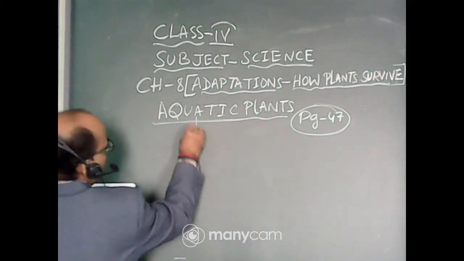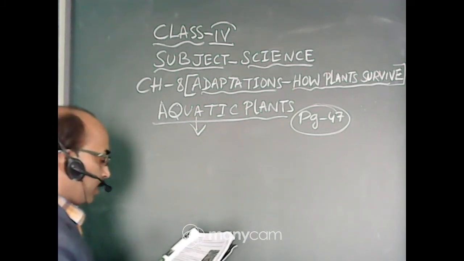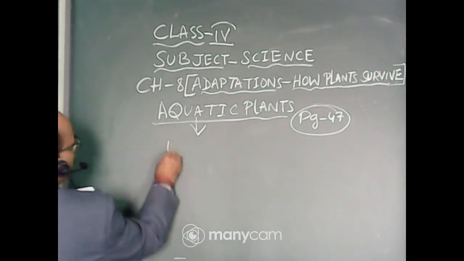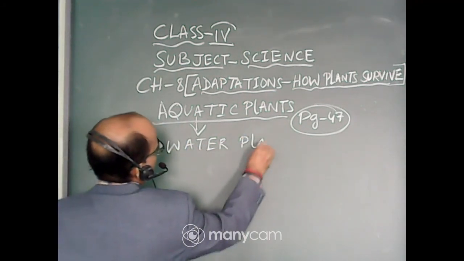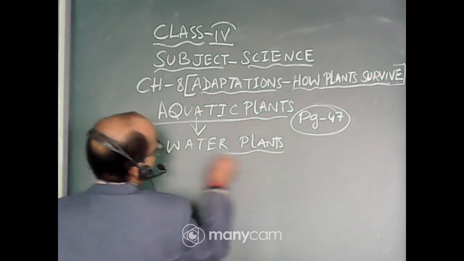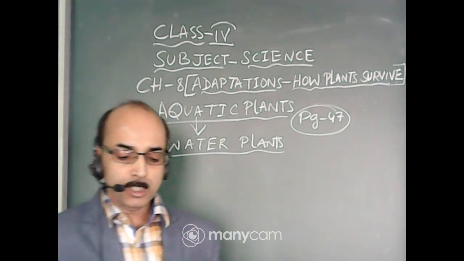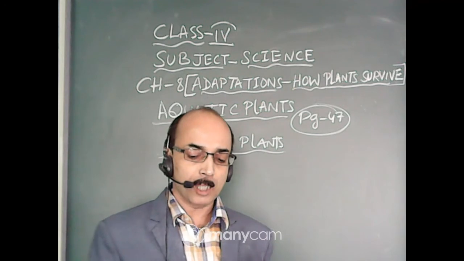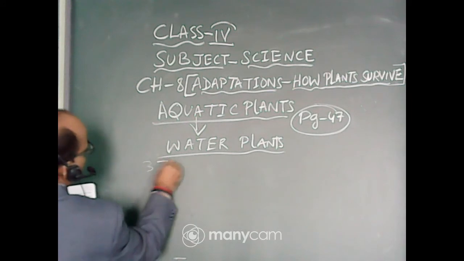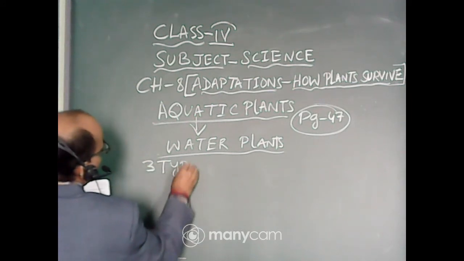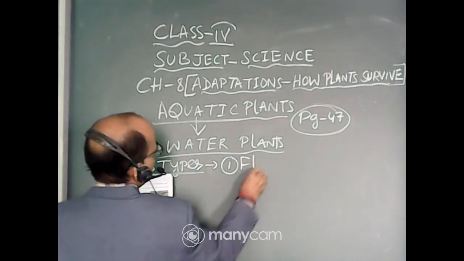What is the meaning of aquatic? Aquatic means water. So the plants that grow in water are termed as aquatic plants, or water plants. Aquatic plants are of three types: floating plants, fixed aquatic plants, and underwater plants.